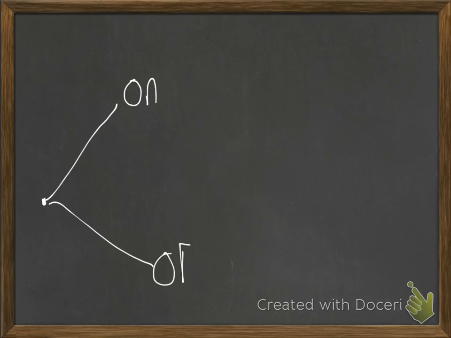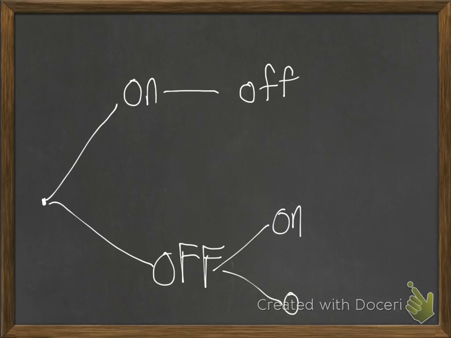So we want to make a decision tree, and so we start with our first decision. We can be either on or we can be off. Now that takes care of 1 light switch. Then, if the first light switch is on, the second one has to be off. But if the first light switch is off, the second one could be on or off. And so we can see for 2 light switches we would have 3 outcomes.